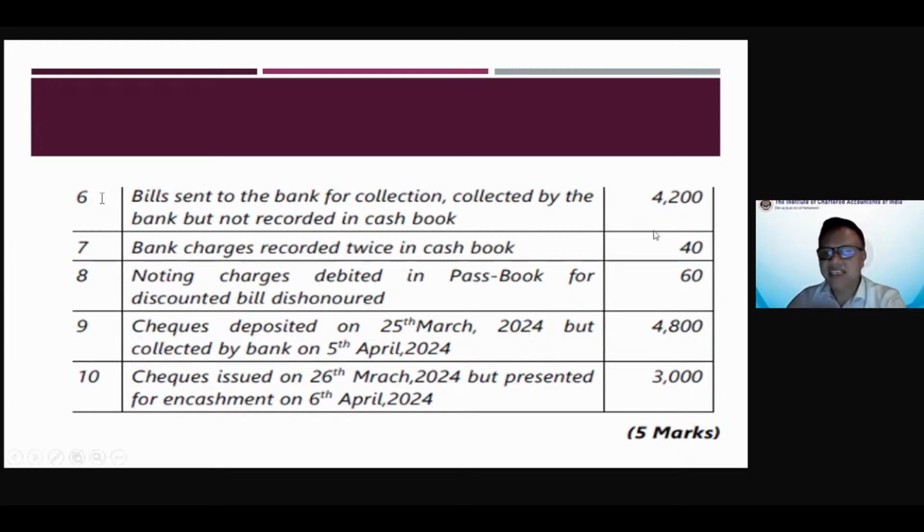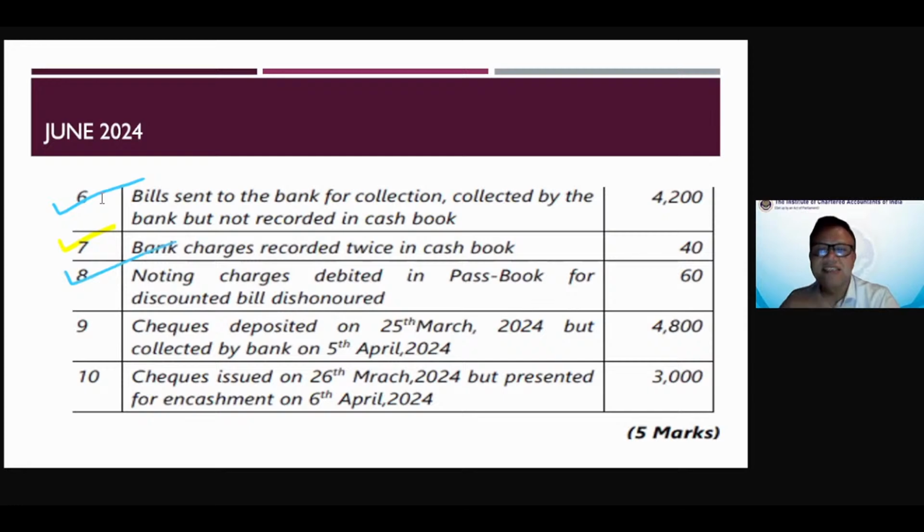So bank charges which are recorded twice in the cash book is 40. That means double times this is recorded in the cash book. So whose is this error? This is the error by whom? Cashier. Bank charges are recorded twice in the cash book. So the blue one is known to bank. The seventh one is the error made by the cashier.